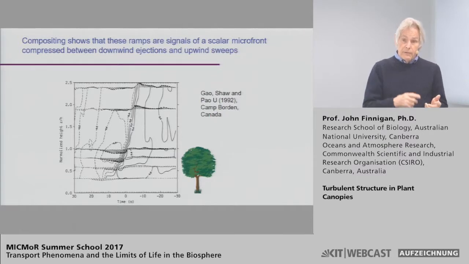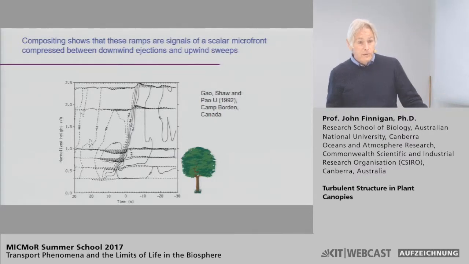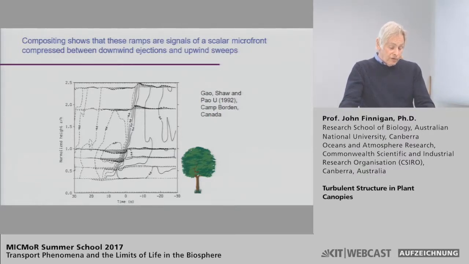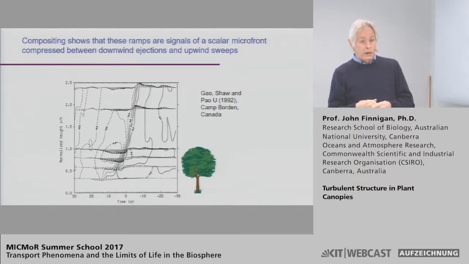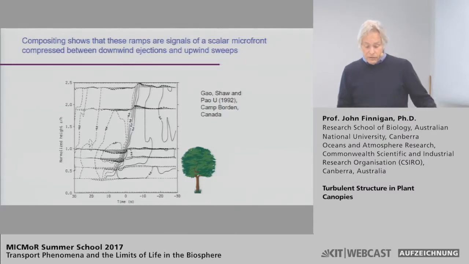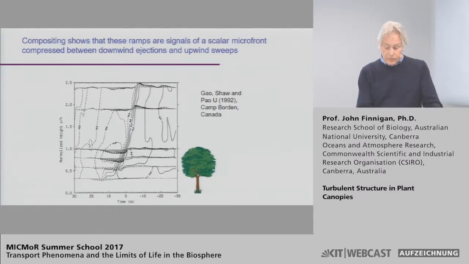measurement campaigns and data. Someone asked me about this a couple of days ago. There's a series of papers by Yves Brunet with Serge Collineau, I think, which looked at a lot of data and fitted wavelets to them. And this sort of ejection microfront sweep is, as I say, one of the characteristic features of canopy turbulence.